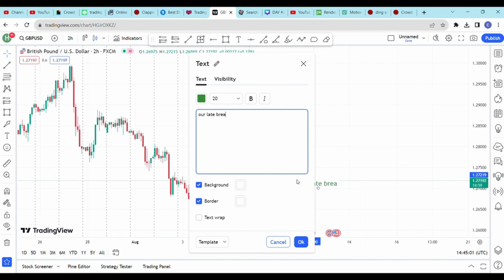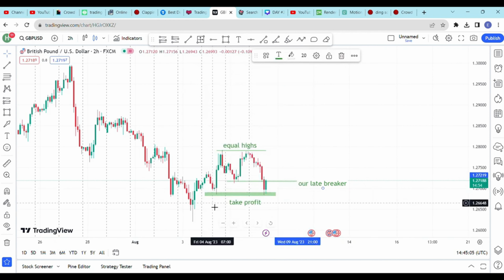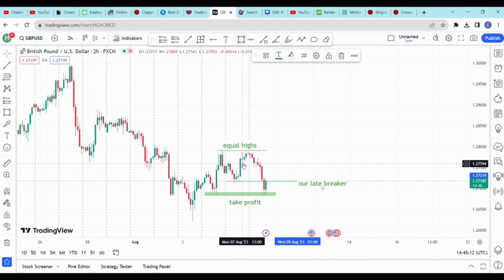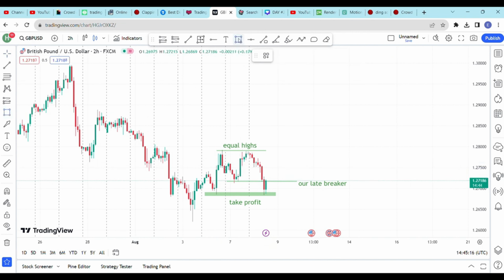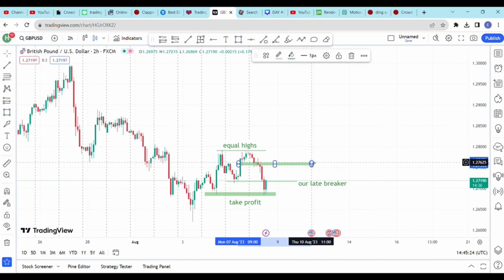So as you can see, I am marking an area of taking profit. As you can see there, I have take profit, and I've also marked a breaker. Something about this breaker is that I thought it was going to be the ideal breaker, but it's not ideal because the high of the breaker was not taken out.